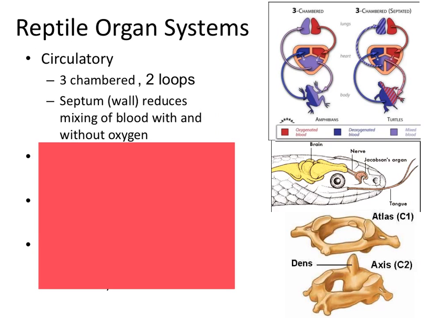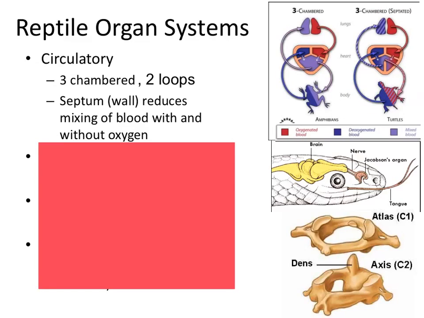As for some of the organ systems of reptiles, we'll start off looking at the circulatory system. Kind of similar to the amphibians, these guys also have a three-chambered heart. So they have two atria and a ventricle, three chambers. And they also have a two-loop circulatory system, so blood's going to go from the heart to the lungs, back to the heart, to the body, back to the heart. So two loops, the pulmonary loop and the systemic loop, or the body loop.